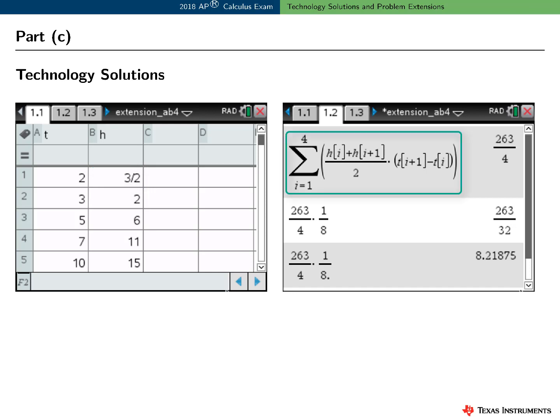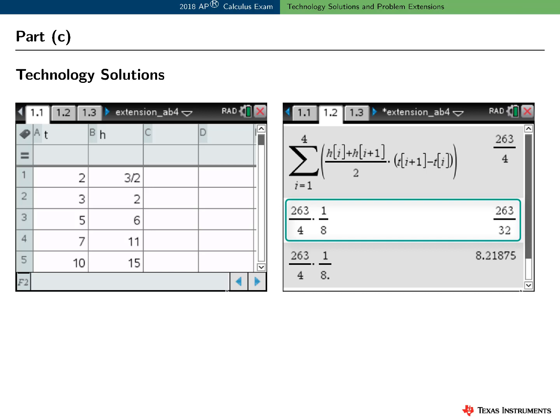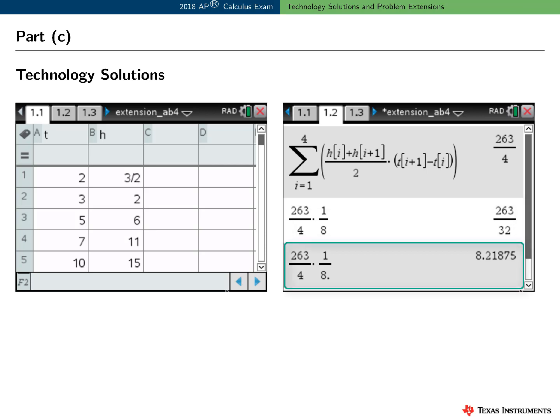On a calculator page, I wrote an expression for a trapezoidal sum using the variables defined on the lists and spreadsheet page. The area of each trapezoid is the sum of the bases divided by 2 times the height. Then I multiplied this trapezoid sum by 1/8. Here's the symbolic answer, and here's the numerical value for this approximation to the average height of the tree.